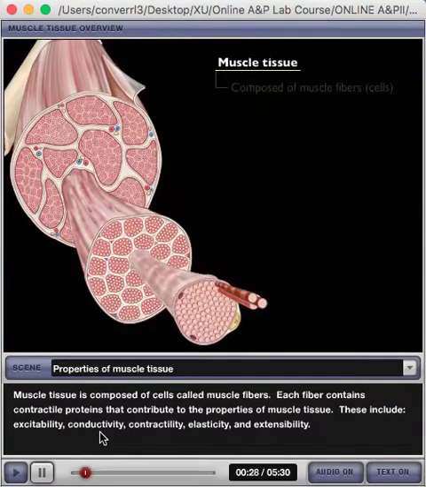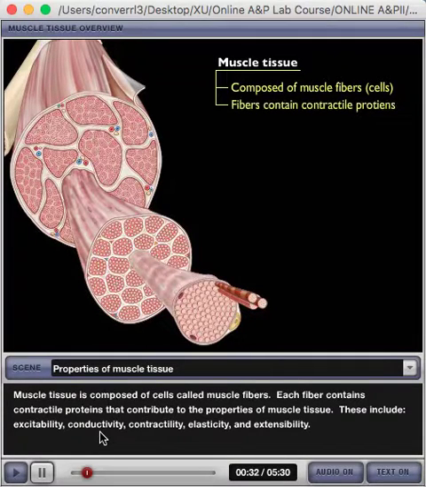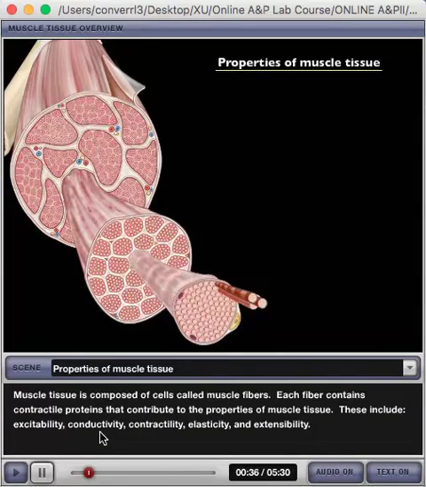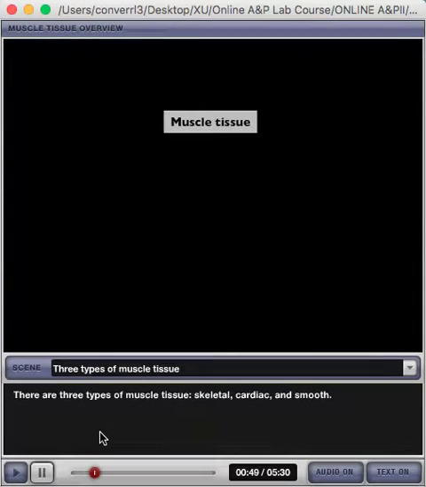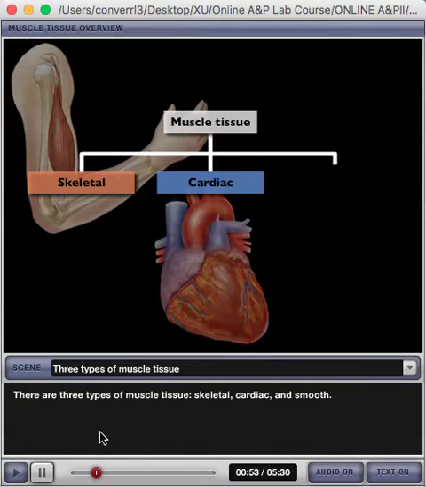Muscle tissue is composed of cells called muscle fibers. Each fiber contains contractile proteins that contribute to the properties of muscle tissue. These include excitability, conductivity, contractility, elasticity, and extensibility. There are 3 types of muscle tissue: skeletal, cardiac, and smooth.